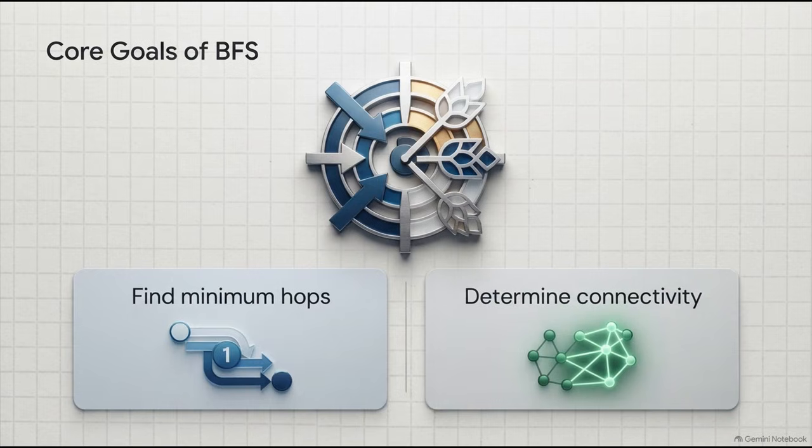So BFS was designed with a few core goals in mind. First, it aims to find the minimum hop routes between points. In what we call an unweighted scenario, where every single jump or connection costs the exact same amount of effort, BFS guarantees you will find the absolute shortest route, no question. Second, it determines connectivity, meaning it figures out which points are actually reachable from your starting location. And third, it processes locations purely by their distance from the start.